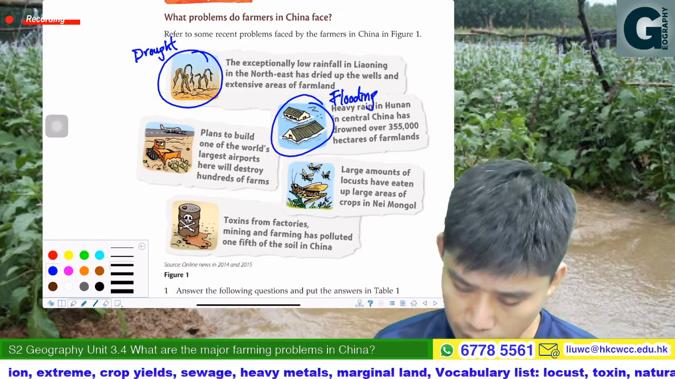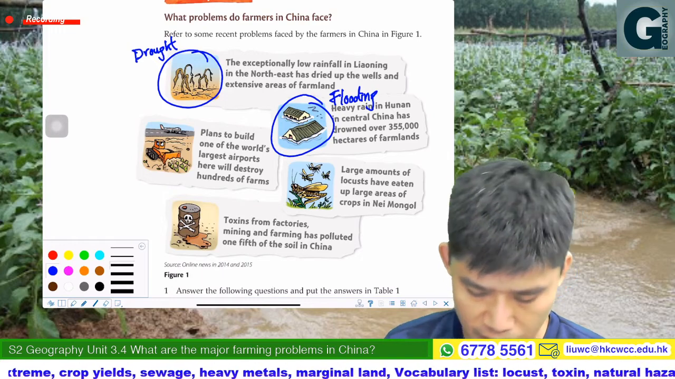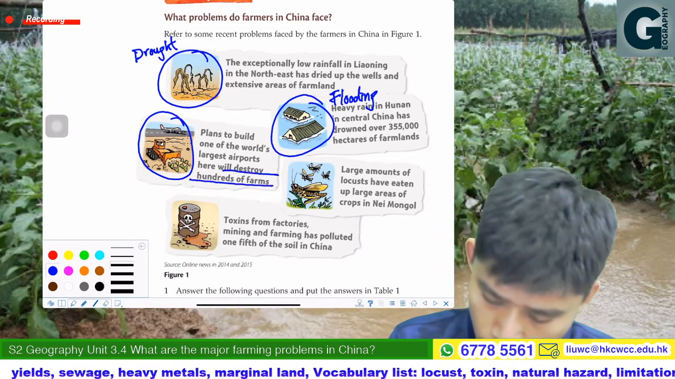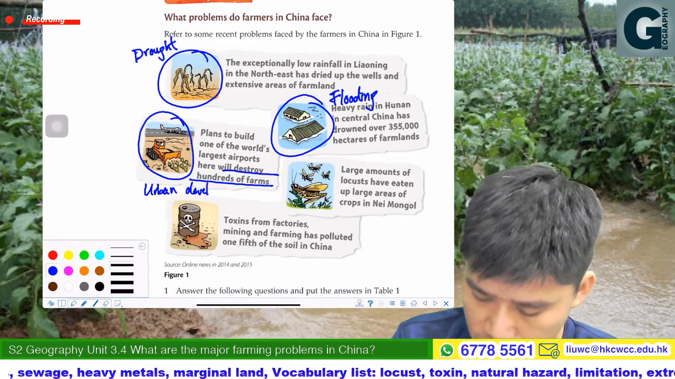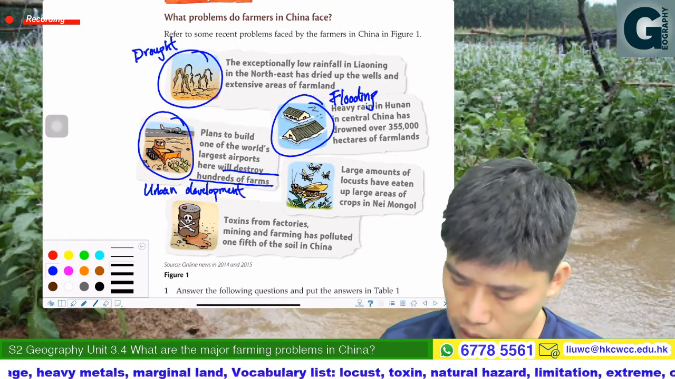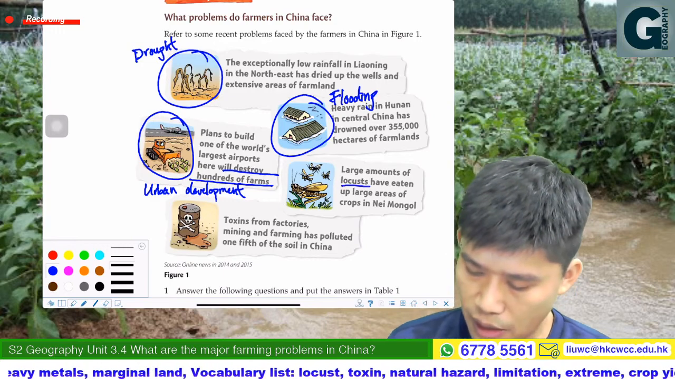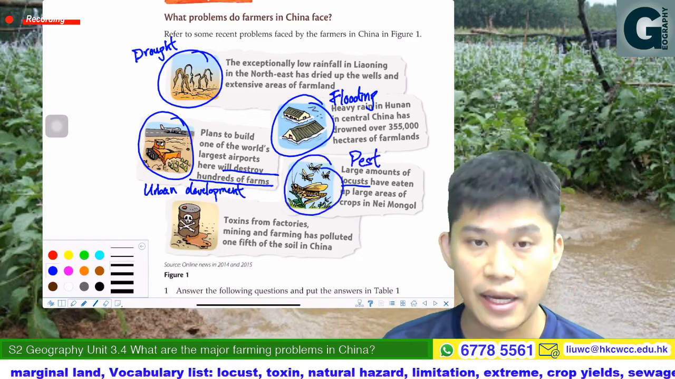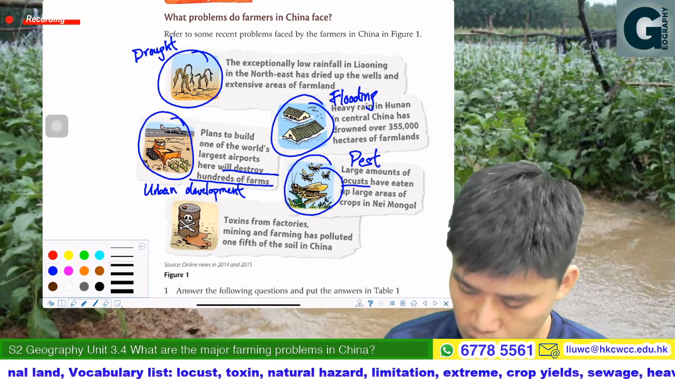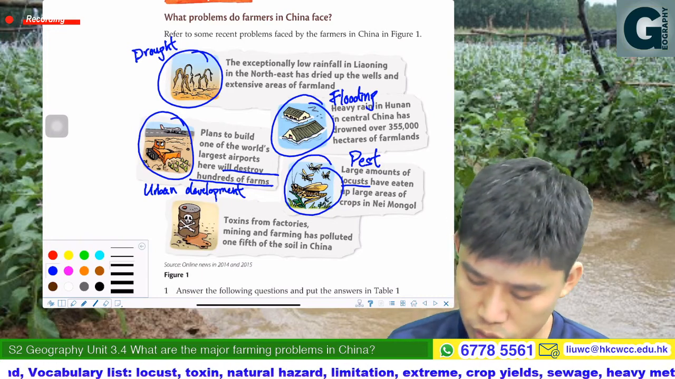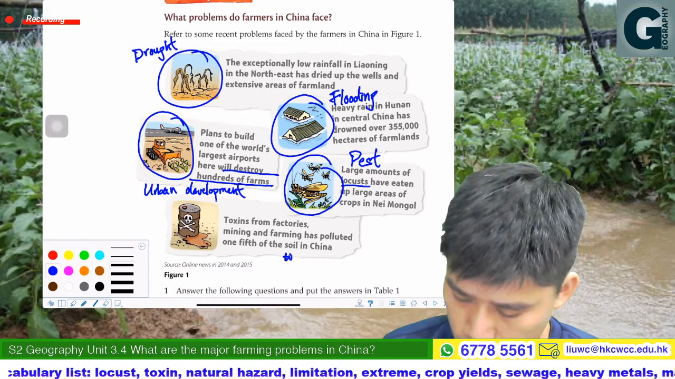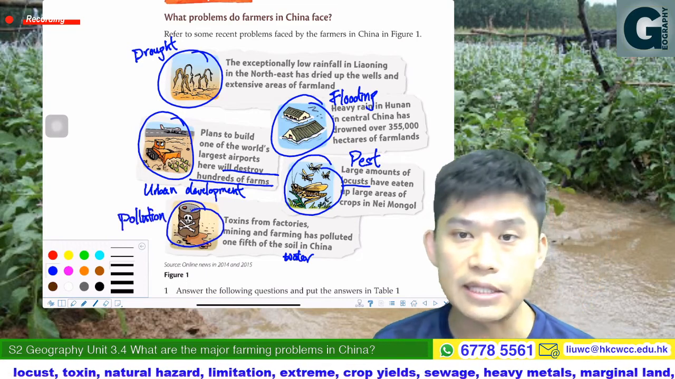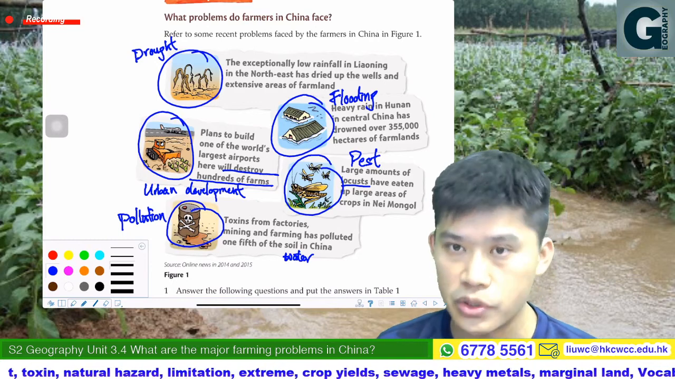Number 3: plans to build one of the world's largest airports here will destroy hundreds of farms. So we can say that urban development will also affect the farming process. The fourth one: a large number of locusts have eaten up a large area of crops in 内蒙古, so that is the problem of pests. The last one: toxins from factories, mining, and farming have polluted one fifth of the soil and also water in the country. So that is pollution. All these would also be the major farming problems in the country.